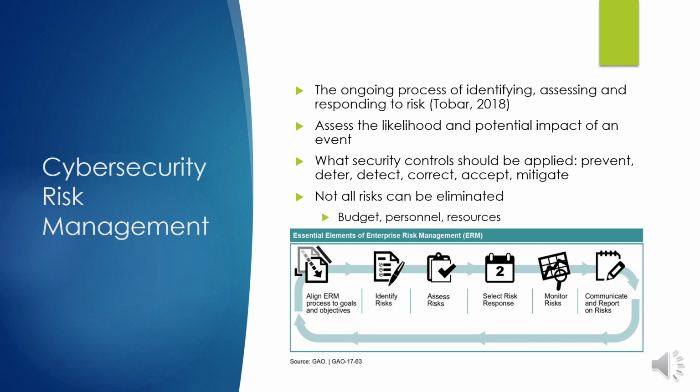The International Organization for Standardization defines risk as the effect of uncertainty on objectives. Risk management is the continual process of identifying, assessing, and responding to risk. Organizations should assess the likelihood and potential impact of an event and determine the best approach to deal with risk. To mitigate risk, an organization must determine the appropriate security controls to apply. While risk should be identified, it is impossible to eliminate all risk due to the limitation of resources such as budget and personnel.